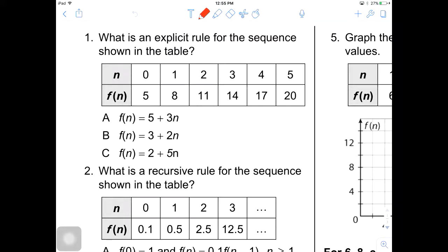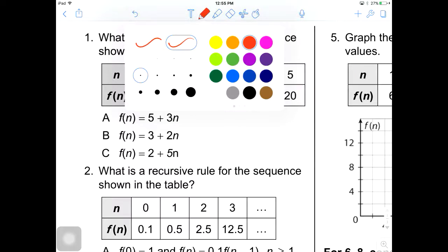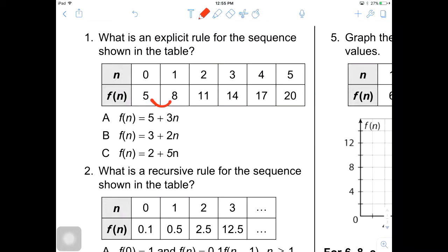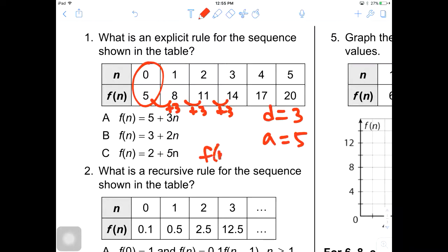If you look at the pattern, it is increasing at a rate of adding 3. So it looks like the common difference is 3. And we know that according to the table, f of 0 starts at 5, so a equals 5. So f of n should equal a, which is 5, plus the common difference times n, so that's 3n. And that's definitely answer choice A.